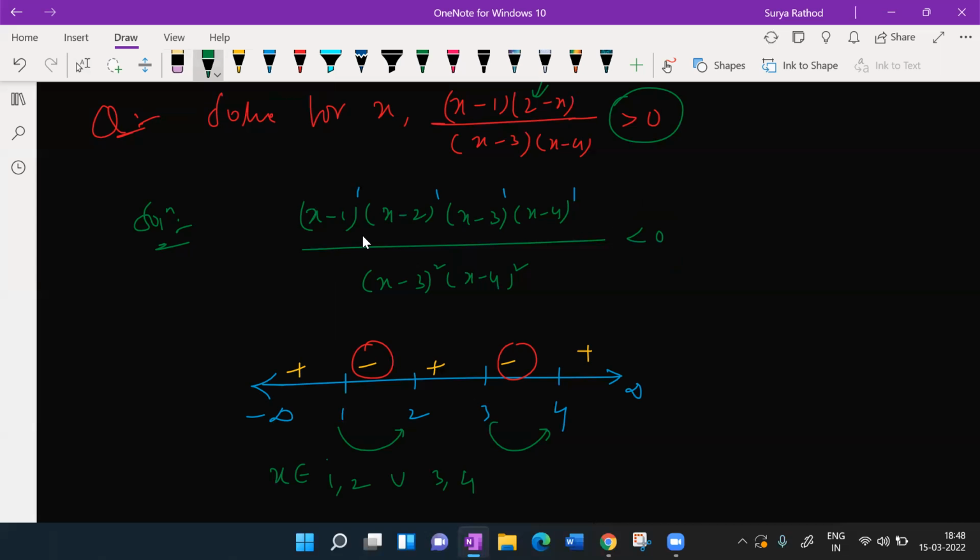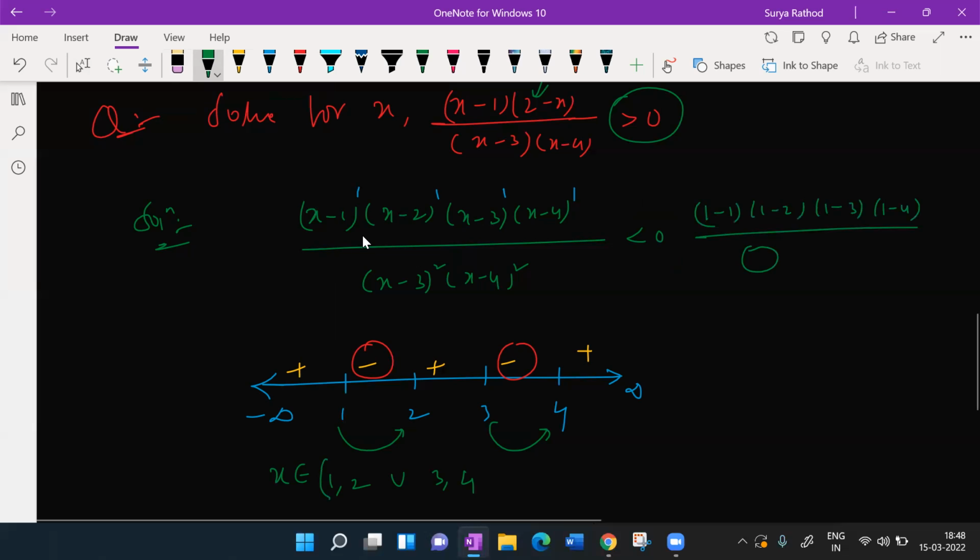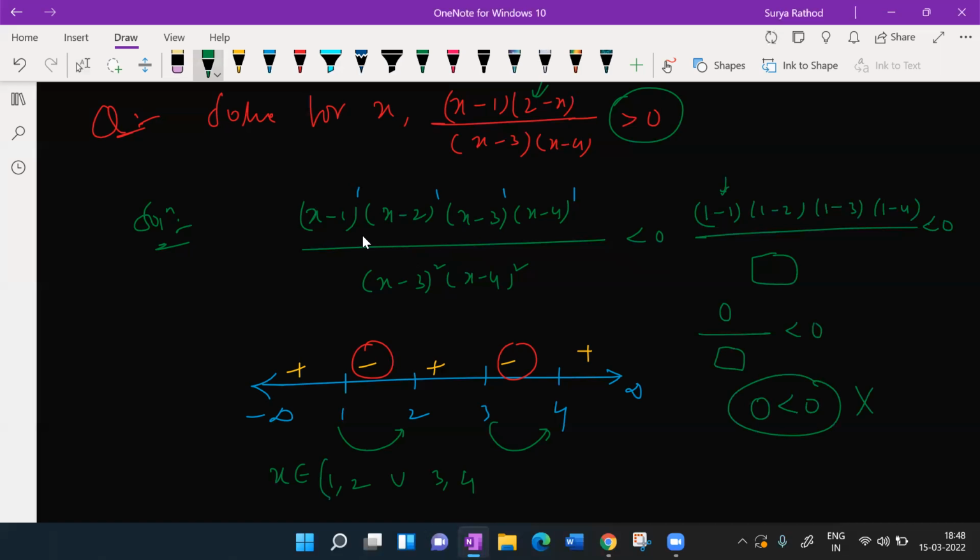You cannot include 1 here. Why? If I include 1, what happens? Look at it: 1 minus 1, 1 minus 2, 1 minus 3, 1 minus 4, divided by anything. Leave that. It must be less than 0. So this becomes 0, 0 into something is 0, and 0 divided by something is 0. Is 0 less than 0 a true statement? Valid or invalid? So 0 can't be less than 0. So we cannot include 1 here. That is the reason for the open bracket at 1.